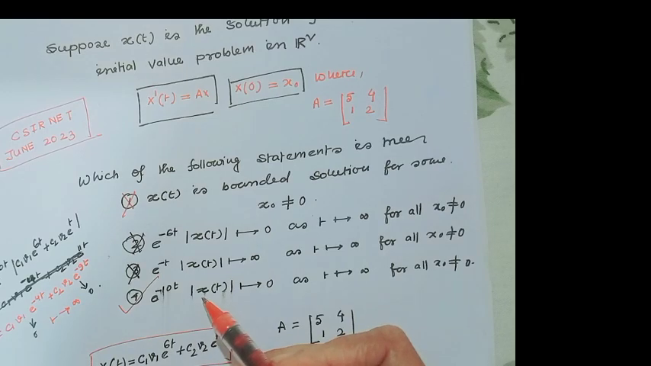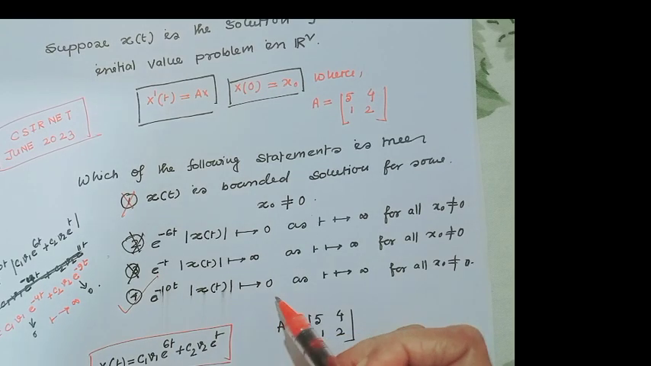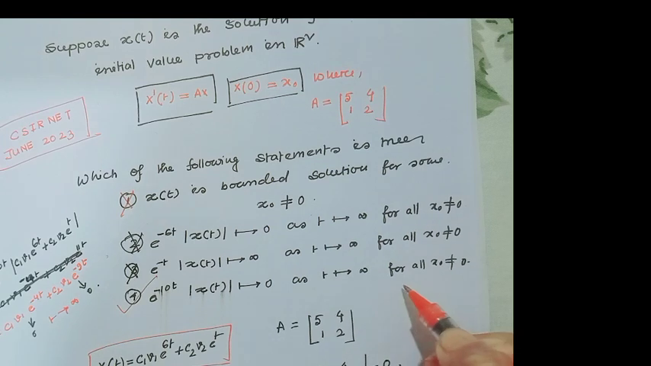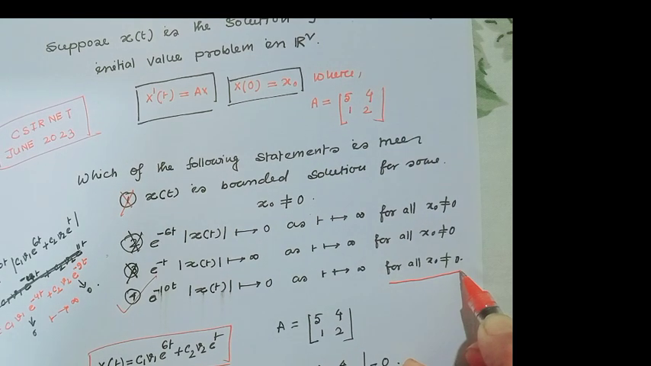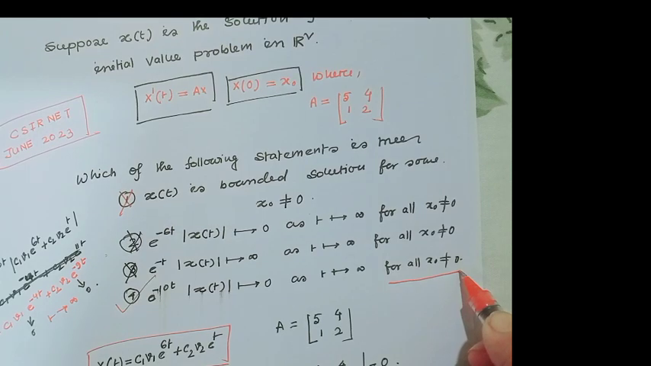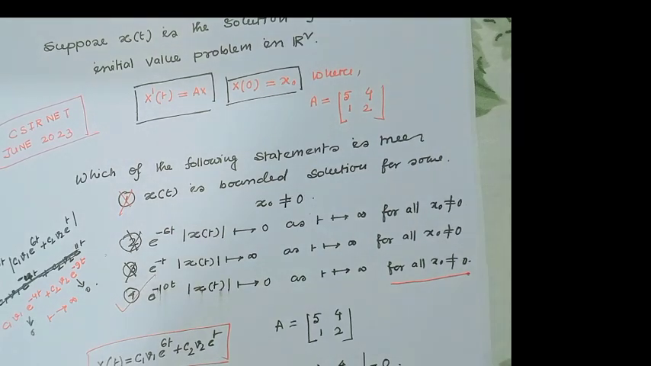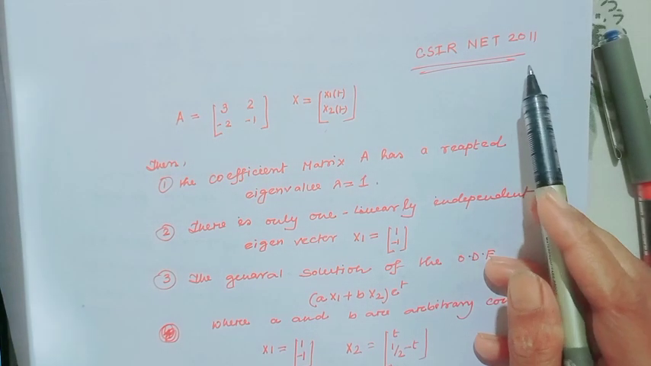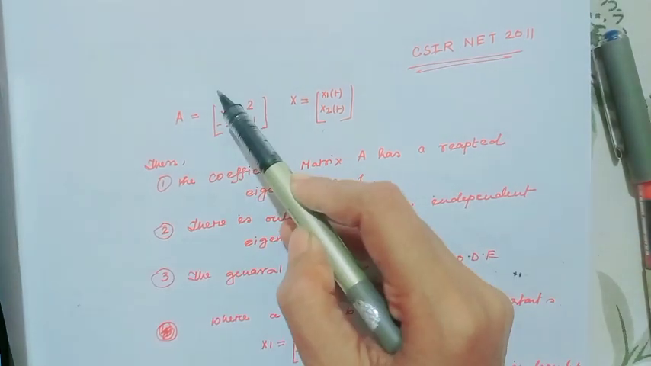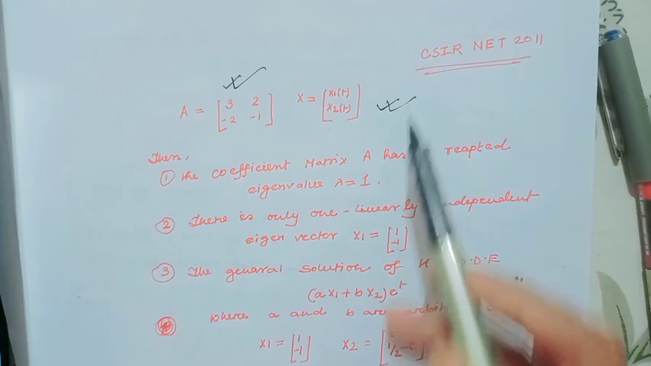e to the power minus 10t x0 always goes to 0 as t goes to infinity for all x naught not equal to 0. I hope all my viewers have understood this question. Okay? Next solution, which came in the CSIR NET 2011 exam. Here A equal to this matrix. This is the solution.